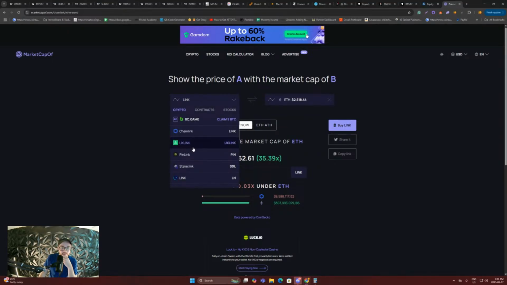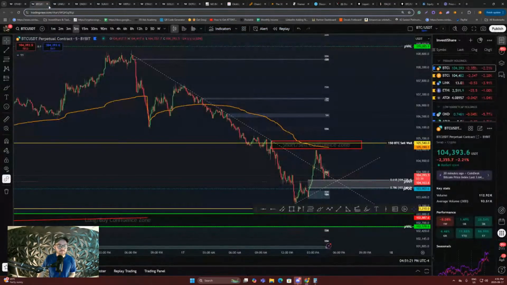I'm curious about XRP against it. We can just look at that later. But yeah, if I were to give you an optimistic target for Link, it'd be $70. That's super optimistic.